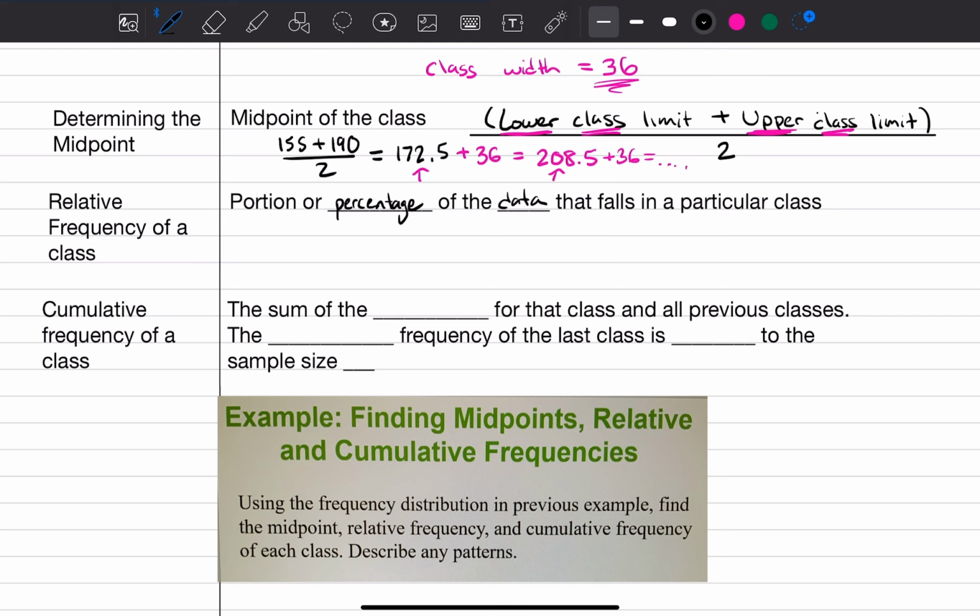So how do you calculate this? You're going to get your class frequency and you're going to divide that by your sample size. Now, the variable we use for class frequency is f, and the variable we use for sample size is n. So in order to calculate the relative frequency of a particular class, you're going to do frequency divided by sample size.